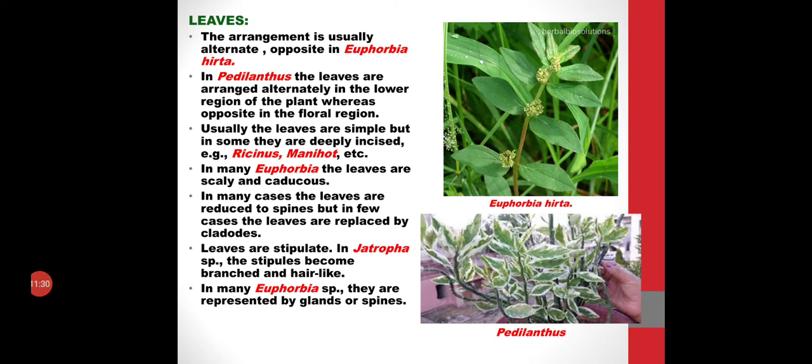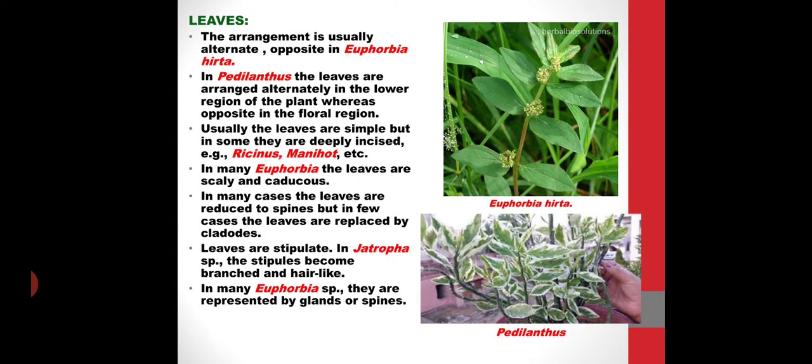And usually the leaves are simple, but in some they are deeply incised, or have a palmate appearance. Examples are Manihot leaves and Ricinus leaves. And in many Euphorbia species, the leaves are scaly and caducous. That is a xerophytic adaptation. And in many cases, the leaves are reduced to spines. But in few cases, the leaves are replaced by cladodes. So from this itself, we can see there are wide varieties of characteristics in different species. But some common characters are there, and that's why they come under the same family.